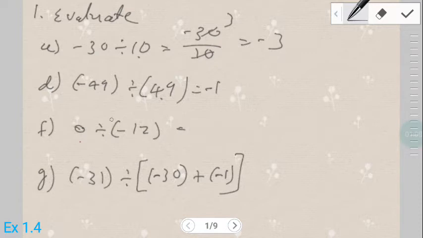If I divide 0 by any number, that means 0 divided by minus 12, I always get 0.